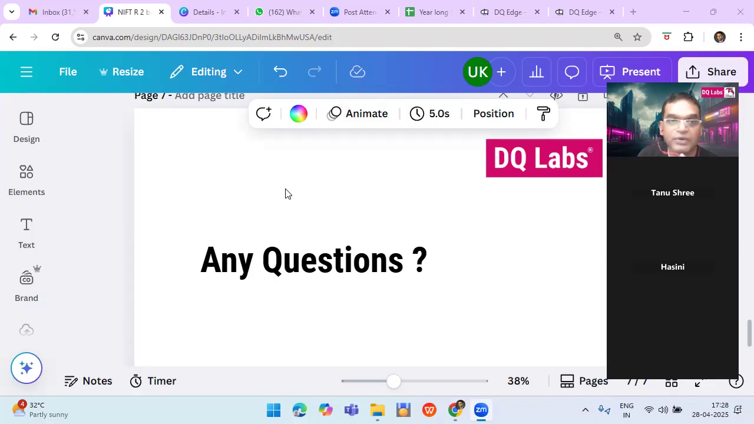Saudamani Mathur is asking, sir, all offline classes are in Indiranagar, even on Sunday? Yes, Saudamani, they are happening at Indiranagar. Any other questions?